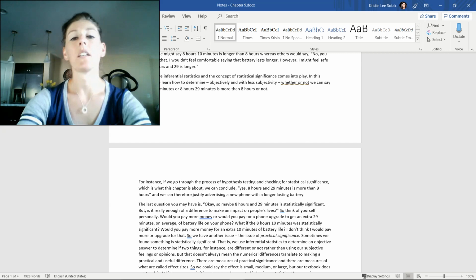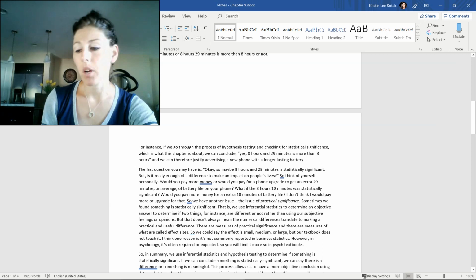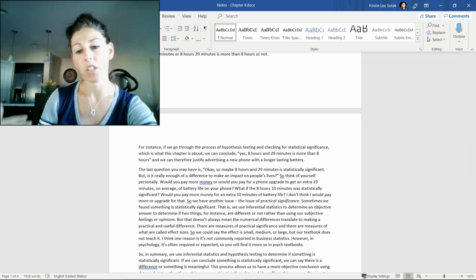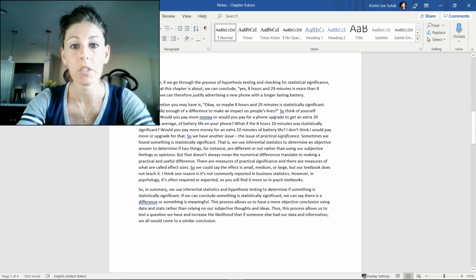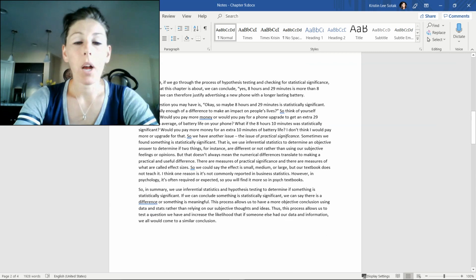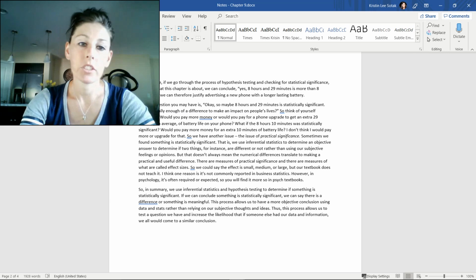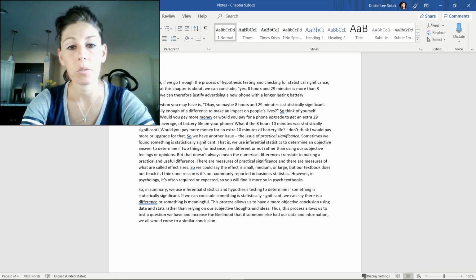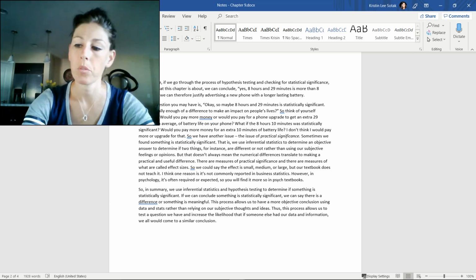So that's the whole idea of these concepts of null hypothesis significance testing, the process, having p-values, objective numbers, cutoff points, to be able to come to conclusions. So for instance, if we go through the process of hypothesis testing and checking for statistical significance, which is partly what this chapter is about, we could conclude, yes, 8 hours and 29 minutes is more than 8 hours, and therefore we can justify advertising that this battery does last longer. Or we might find that no, through this process, we do not have support to say that.